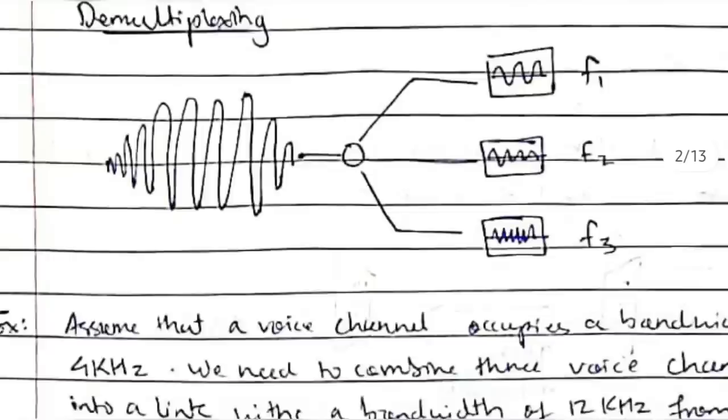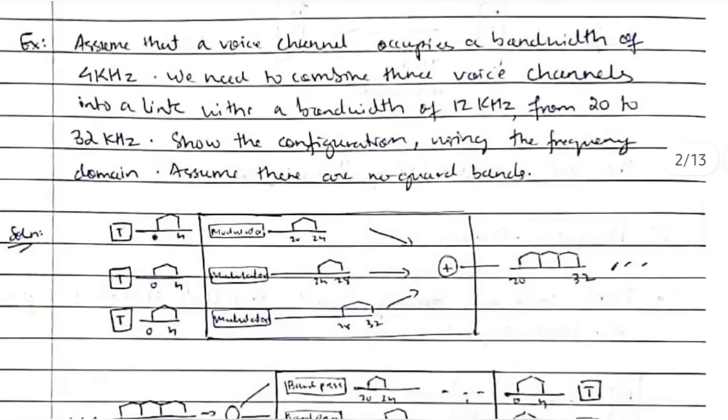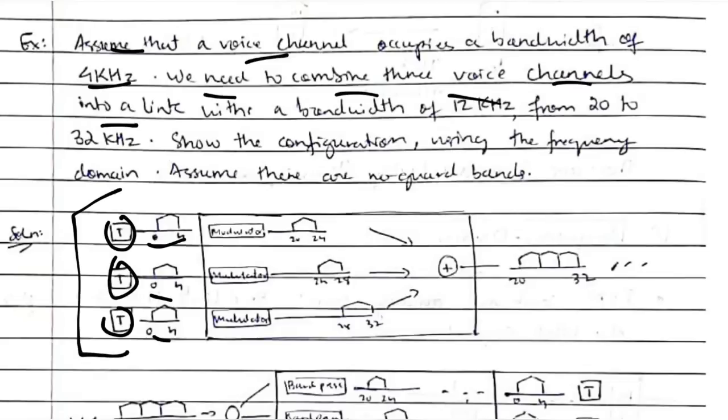Let's see how questions can be asked in the exam. Assume that a voice channel occupies a bandwidth of 4 kilohertz, so each of these is 0 to 4. We need to combine three voice channels into a link with a bandwidth of 12 kilohertz. So the total capacity of this is 12 kilohertz, from 20 to 32.